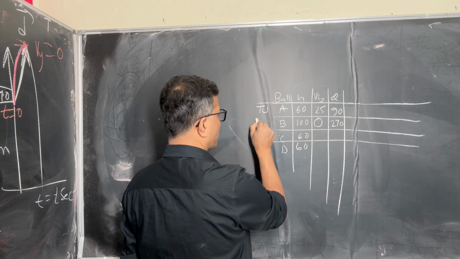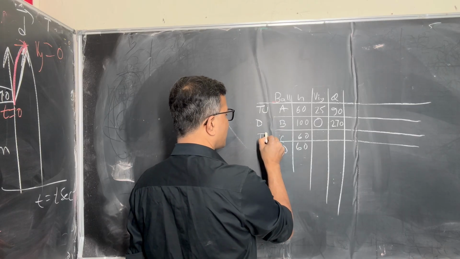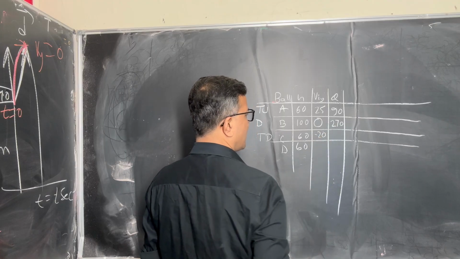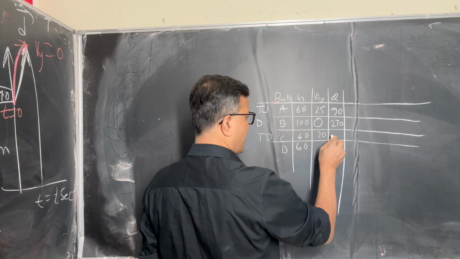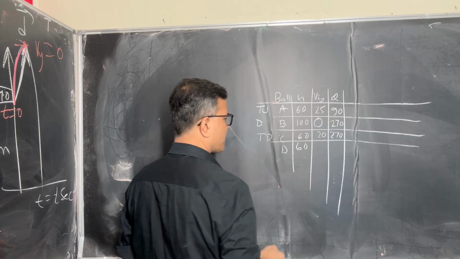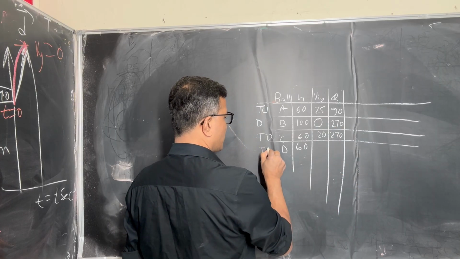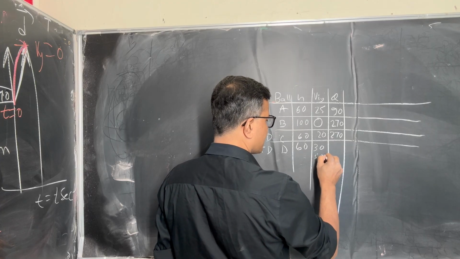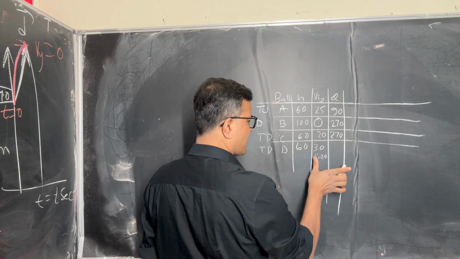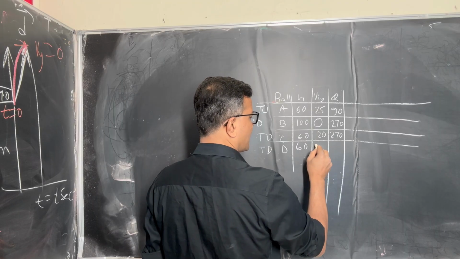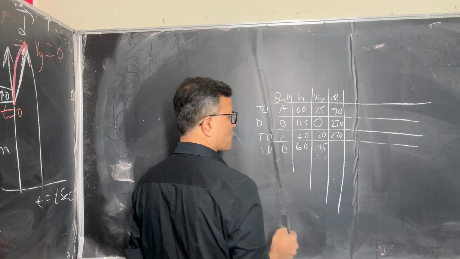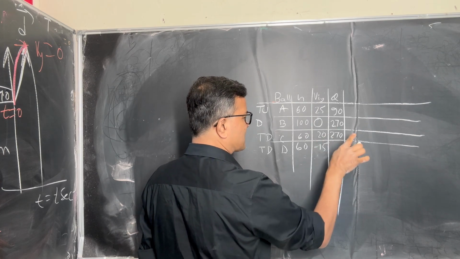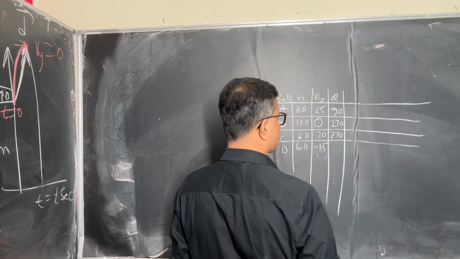So now this one is dropping, and this is throwing down with negative 20, or instead of writing negative, you can say 270. And this one is also thrown down, this one 30 sine 30, which is 15. You can say negative 15, or you can say 15, or 15 at 270. Those ideas are the same.